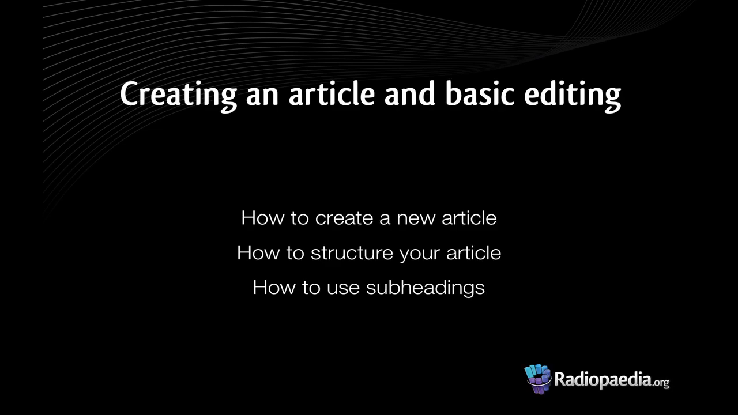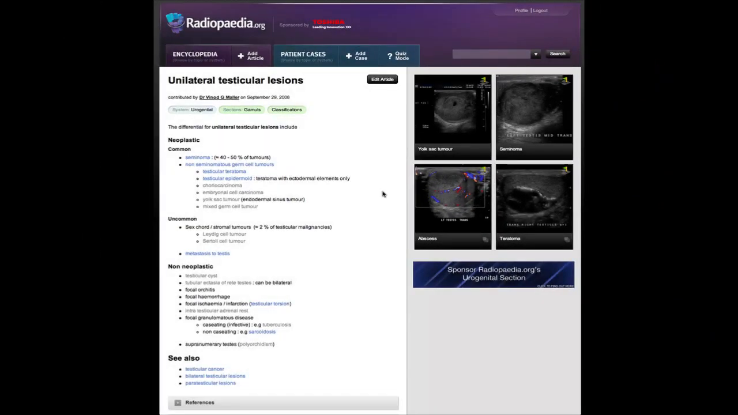In this tutorial, we're going to look at how to create a new article, what the basic structure of articles is, and also some of the very basic editing. There are two ways of creating a new article. The first is to follow a grey link, for example, testicular cyst. Alternatively, you can click the Add Article button.